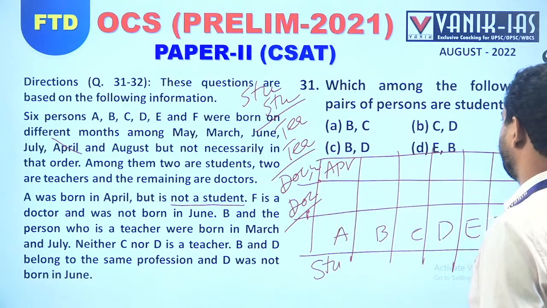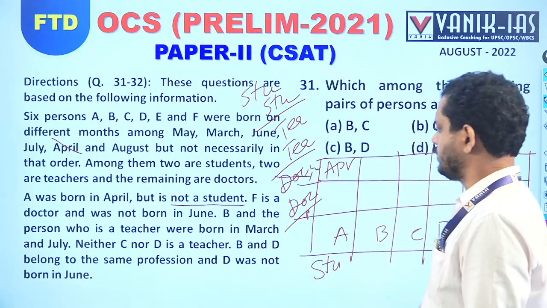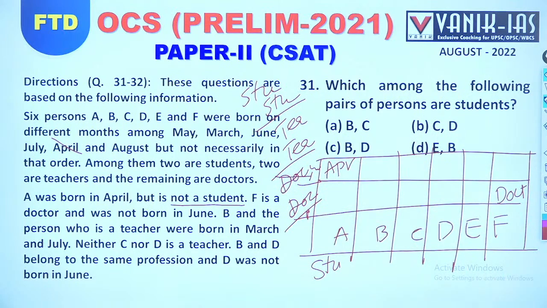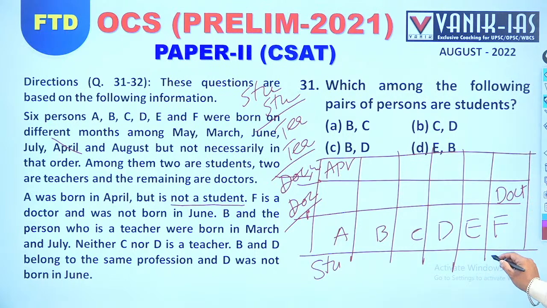F is a doctor. Here it is F, and this line is for profession. This is a doctor. I have used one doctor from this list. Then the doctor was not born in June. As this is negative, I have to mention over here June is negative from F.